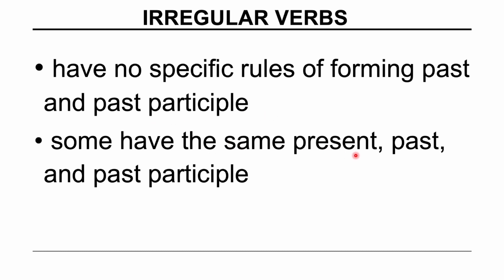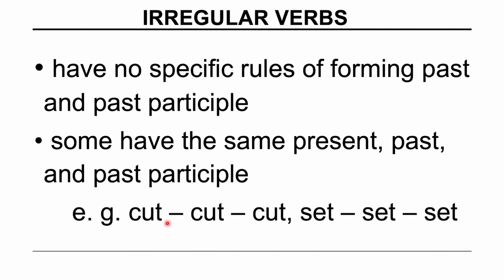Some have the same present, past, and past participle. It's true. For example, cut, cut, cut. We don't say cutted. No, it's still cut, cut, cut. And then set, set, set. Okay? As we go along, we will encounter more of these irregular verbs which retain the same form.